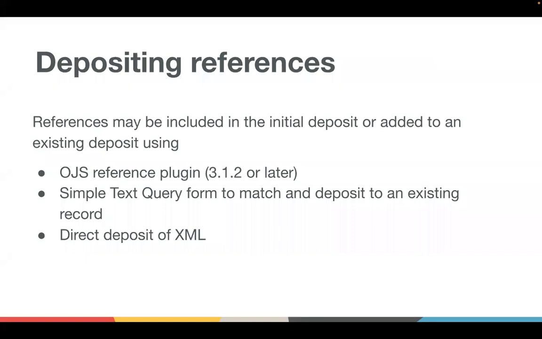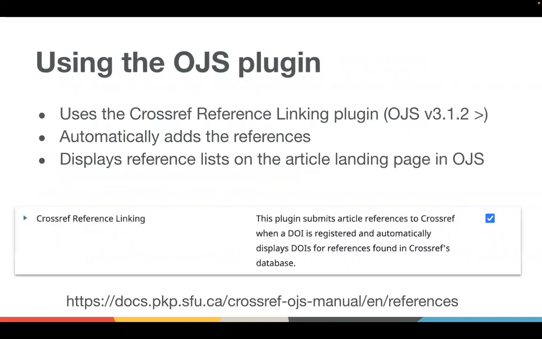And we'll look at the OJS plugin and the Simple Text Query Form in a little bit of detail. So first up, I know a lot of you use the OJS platform to register your journals. As well as the DOI content registration plugin, PKP and Crossref developed a plugin for reference linking and depositing references. So like I said, if you're using 3.1.2 or later, you can find the Crossref reference linking plugin in the plugin gallery that's shown on the slide. The plugin will automatically add references to the DOI record. Additionally, when they're submitted, Crossref will automatically check and display any DOIs for the submitted references.